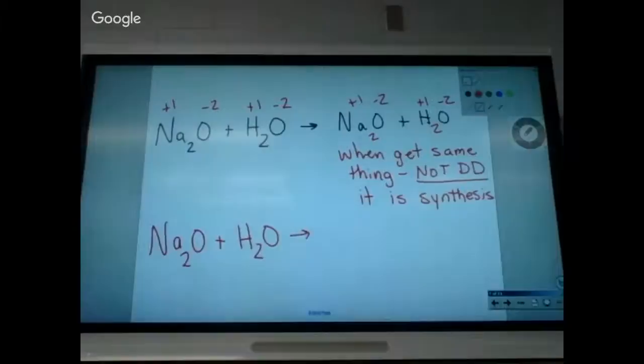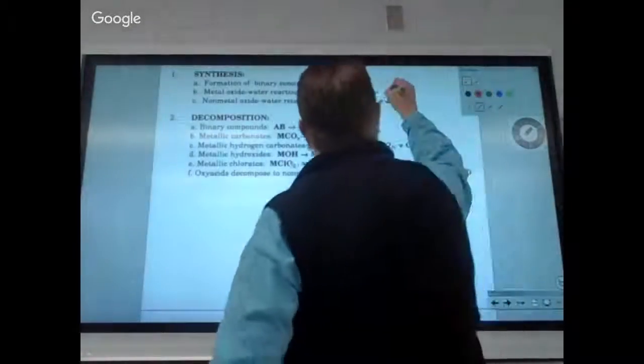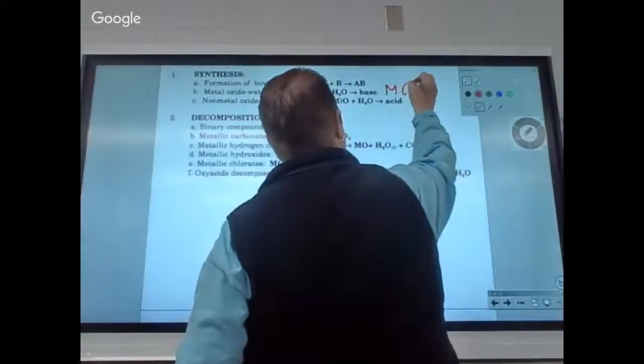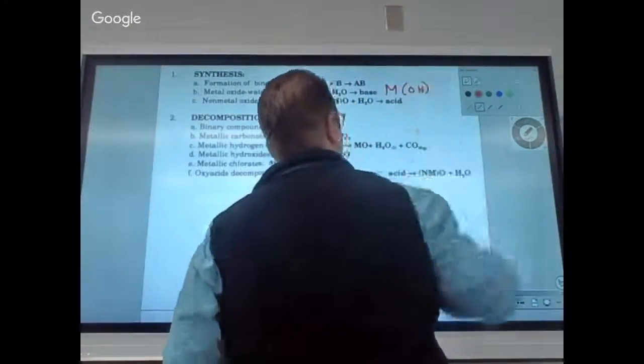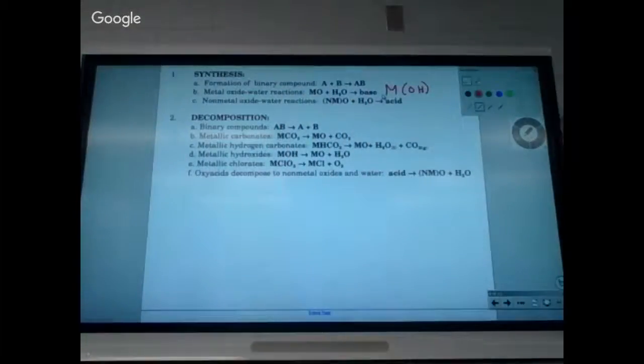All right, so if you look at your reference table, see where it says base right here? I want you to write M-O-H right on the reference table. By the end of the year, you will know what a base is, and you will not need that on the one the state will provide you. But right now, you do not know what a base is, so write that down.